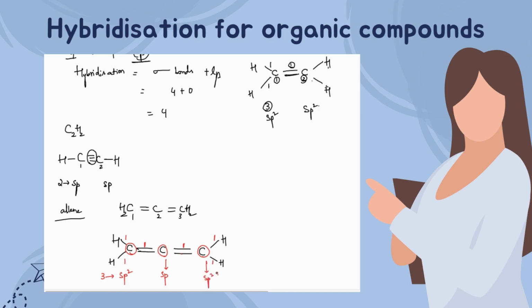So in any carbon compound, when there is more than one carbon atom, you have to consider each and every carbon atom as a single central atom and find out the hybridization at each and every carbon. Okay, now let us look at one more molecule, that is vinyl acetylene. Another example here is vinyl acetylene.